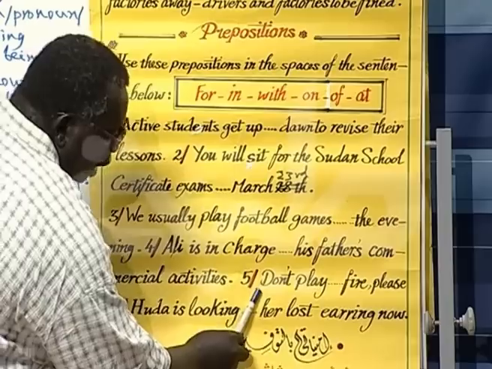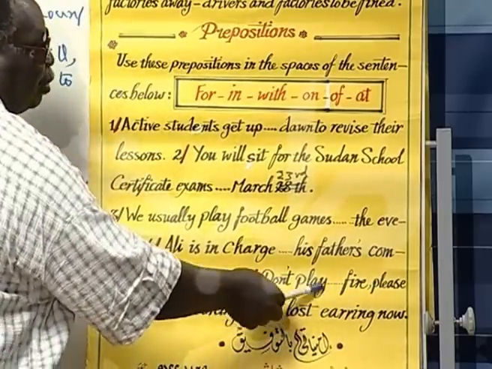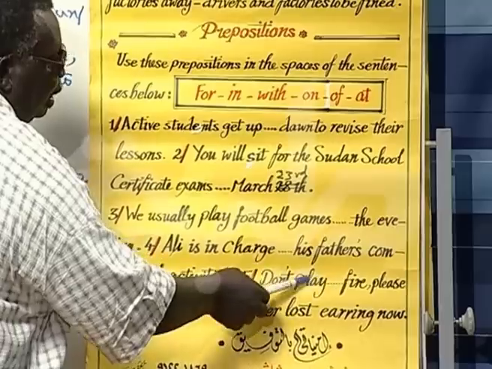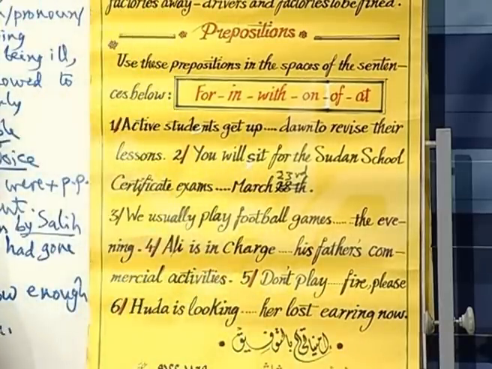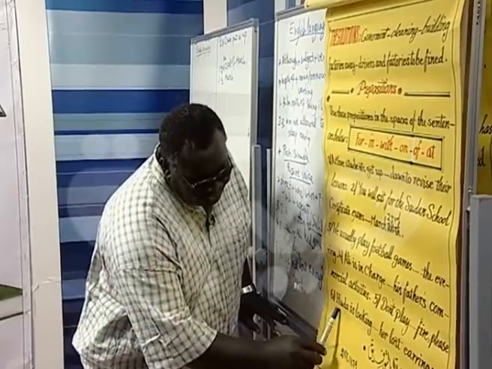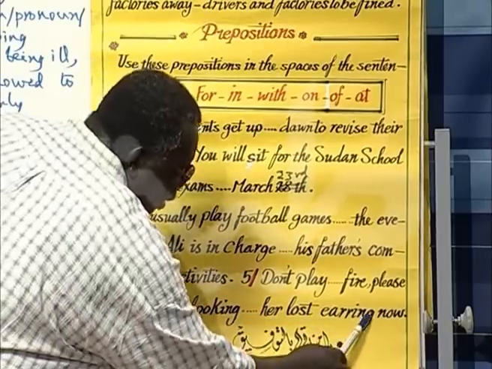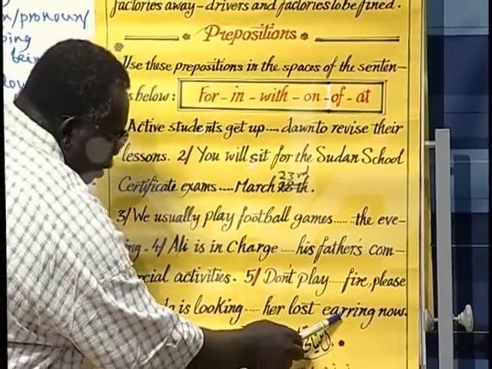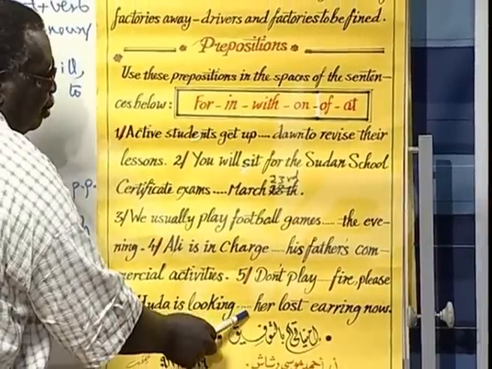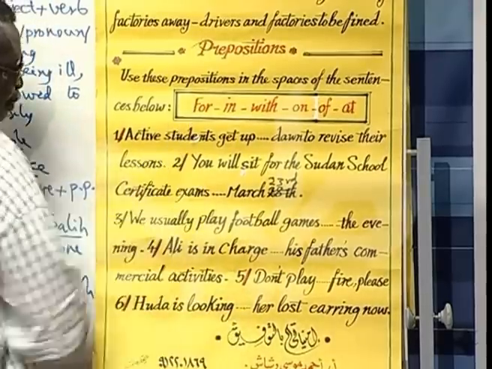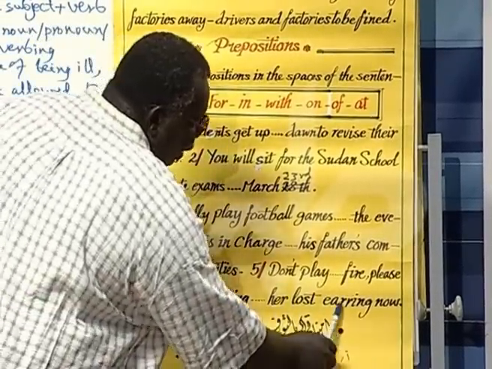مسؤول عن. Ali is in charge of his father's commercial activities. Number 5, the one before the last. Don't play dash fire, please. I'm sure you can tell it. Everyone can tell it. Don't play with what? With fire, please. And then the last one says, I hope you can see it. Huda is looking dash her lost earring. Of course, you can tell it. It's going to be for. So the whole sentence reads, Huda is looking for her lost earrings.